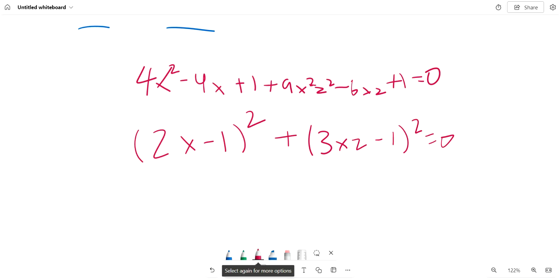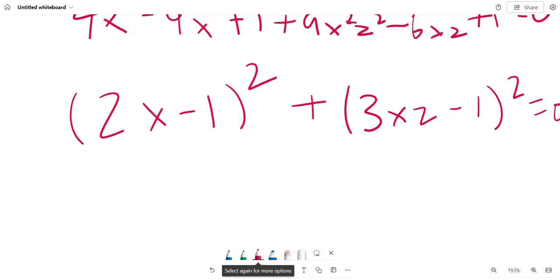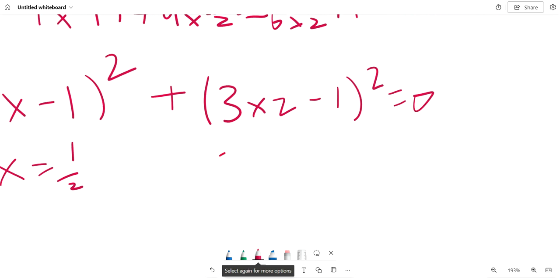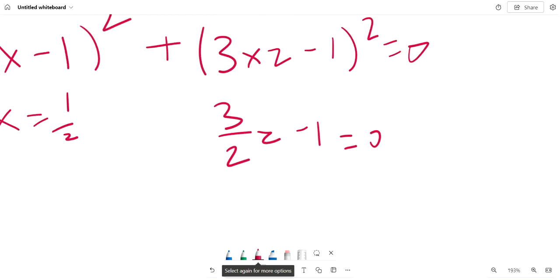So for this to be equal to 0, we have to have x equal to 1 over 2. And we substitute this in here, so we have 3 over 2 z minus 1 equals 0. So z equals 2 over 3. So at this point, we know that z equals 2 over 3 and x equals 1 over 2.